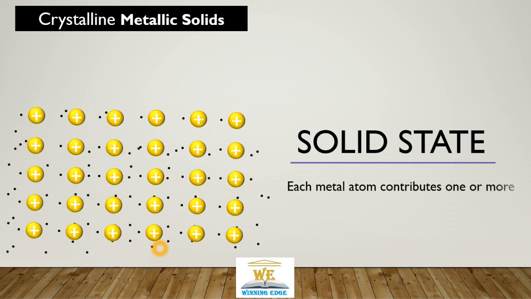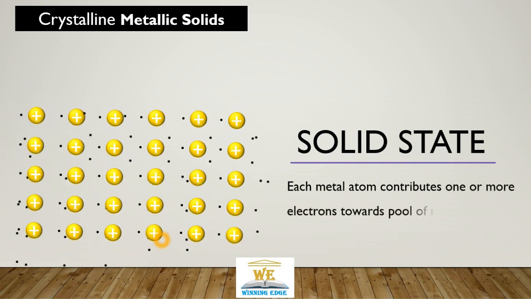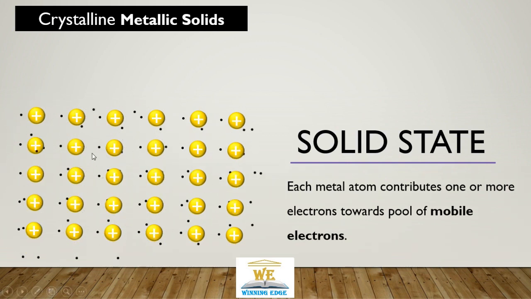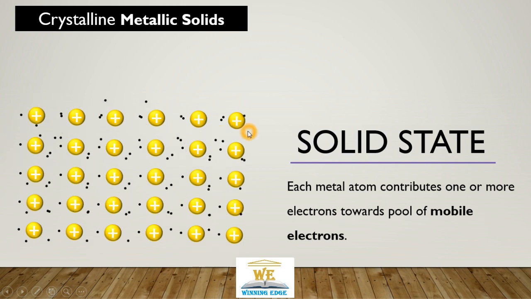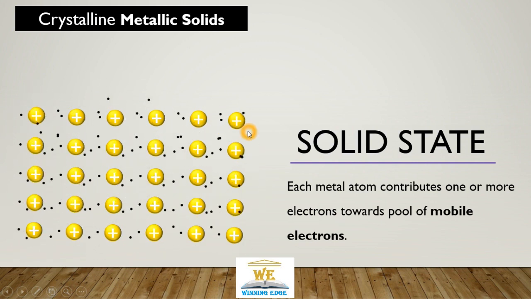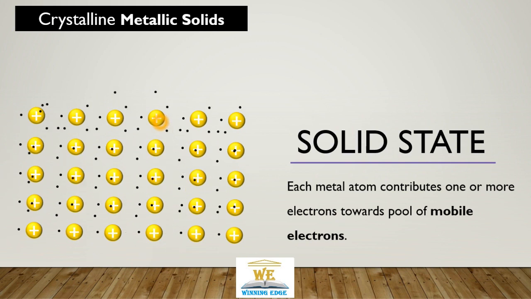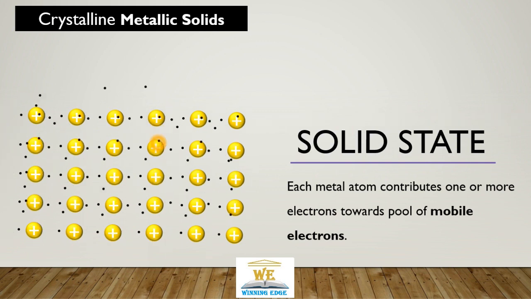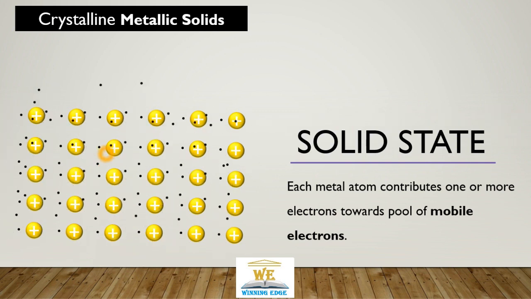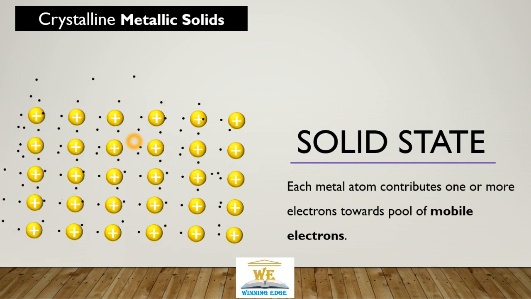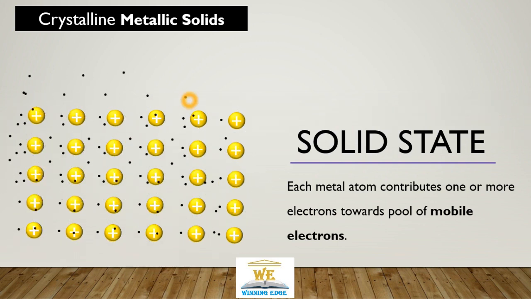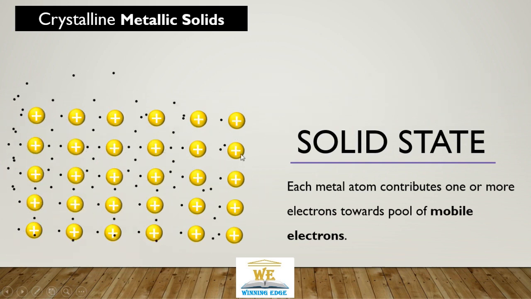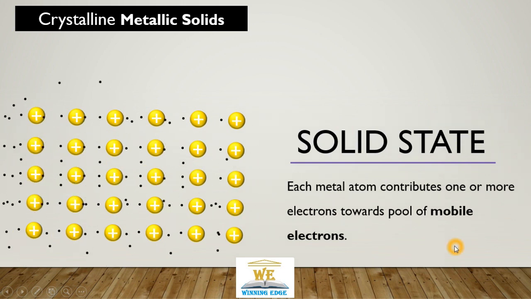Each metal atom contributes one or more electrons toward a pool of mobile electrons, which are known as free electrons. These free electrons are responsible for many of the properties of metals. Whatever kernels we're talking about, they are nucleus plus fixed electrons. Any particular metal you can see, iron, nickel, gold, silver, all follow the same properties. And free electrons are contributed by each atom of the metal towards the common pool.